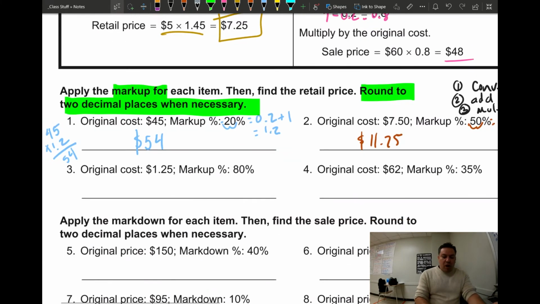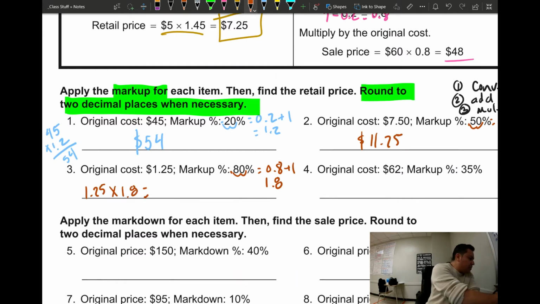2 more for markup. Number 3, it says original cost $1.25, markup 80%. Again, first step, convert to decimal. Add 1. So this is going to be 1.8. Let me just go ahead and write it just in case you get lost. So this is going to be 0.8 plus 1 is 1.8 and multiply by 1.25. 1.25 times 1.8 is going to give me $2.25.